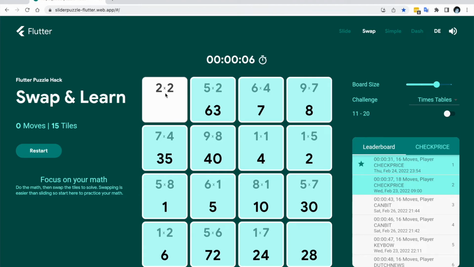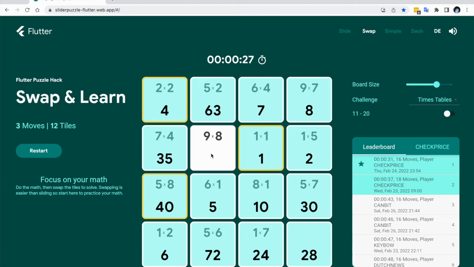For example, 2 times 2 is 4. So let me get the 4 there. 1 times 1 is 1. That's a particularly easy one. Done. And so on. Kids find this mode a lot easier, and they don't even realize that they exercise their math muscle a lot more than their sliding muscle.